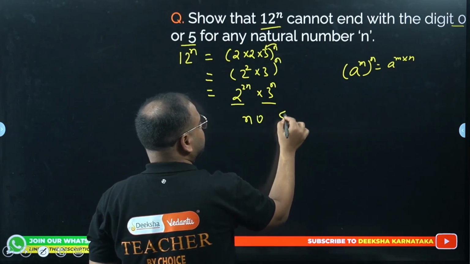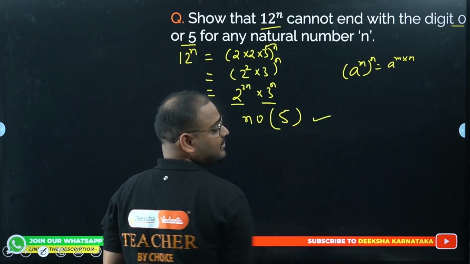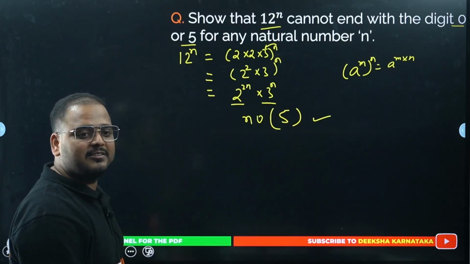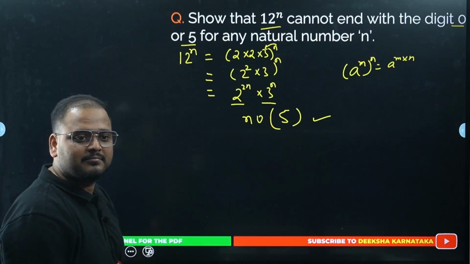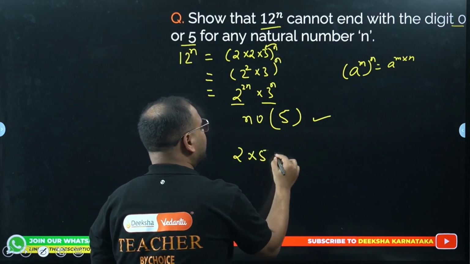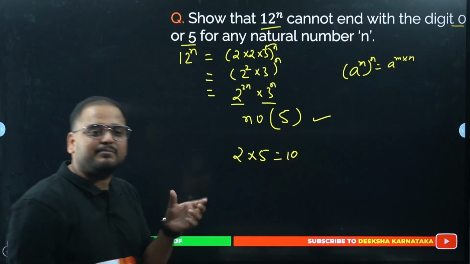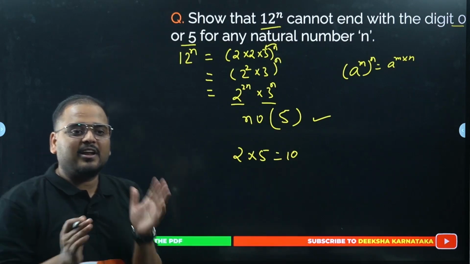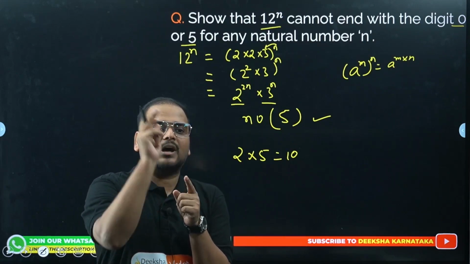No 5. 5 is not there. Then how can it end with 0 or 5? Right? Because for it to end with 0, only 2 into 5 will make 10, no? A number 10 must be there, no? For any number to end with 0, at least it should have 10.